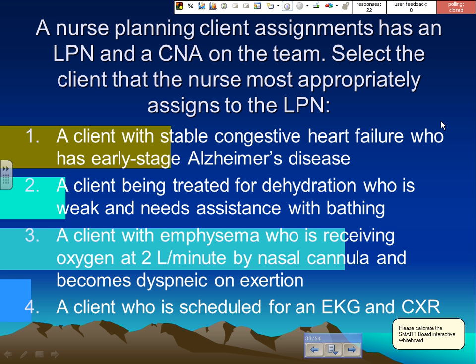The patient with emphysema, who's on oxygen, who gets short of breath on exertion, the LPN is going to have to do it, because there is a certain level of assessment that needs to be done. There's a potential for risk and problems. So always look at that from that point of view.